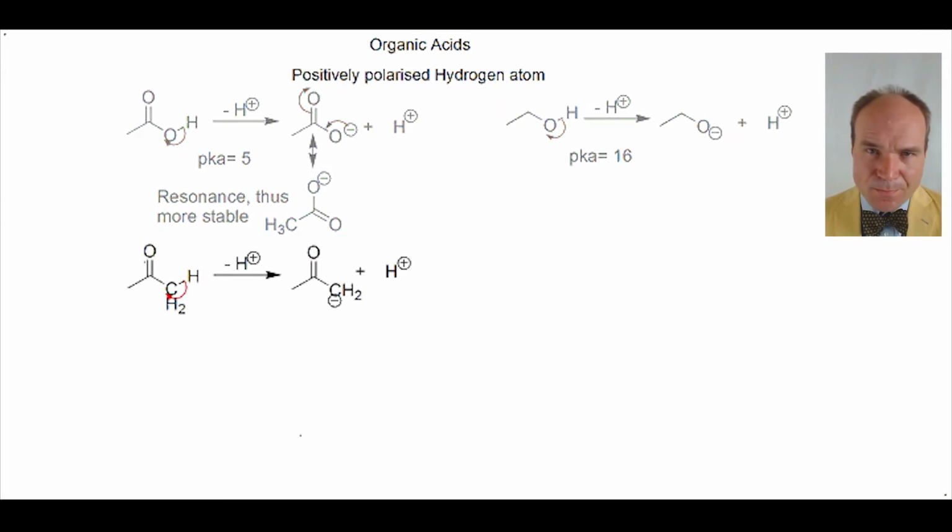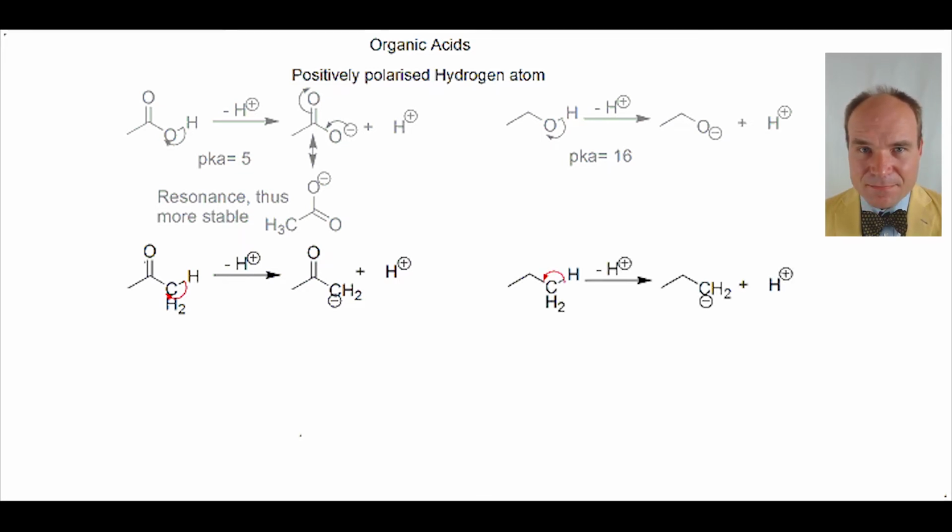Here's another example. This time we're looking at a ketone, and we're going to compare that to an alkane. So let's start with the pKa. The ketone pKa is 19. The alkane pKa is 50. So the ketone is a weak acid. The alkane is a really, really weak acid. Wow.